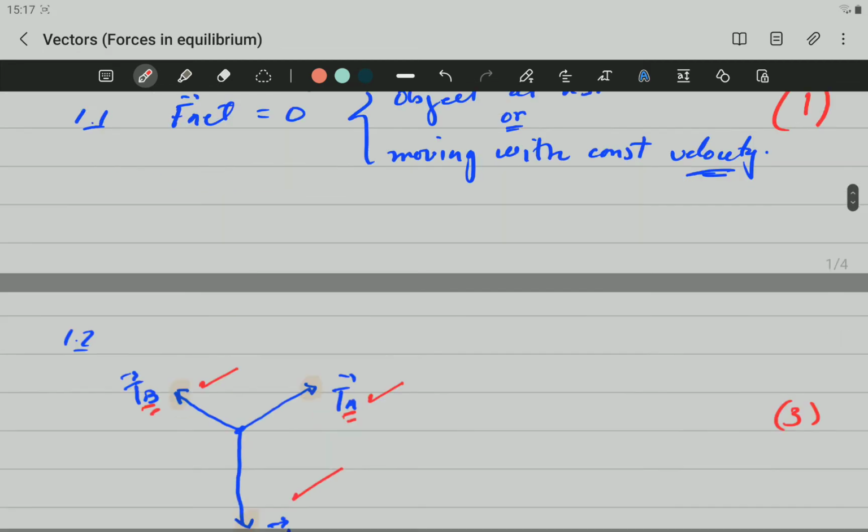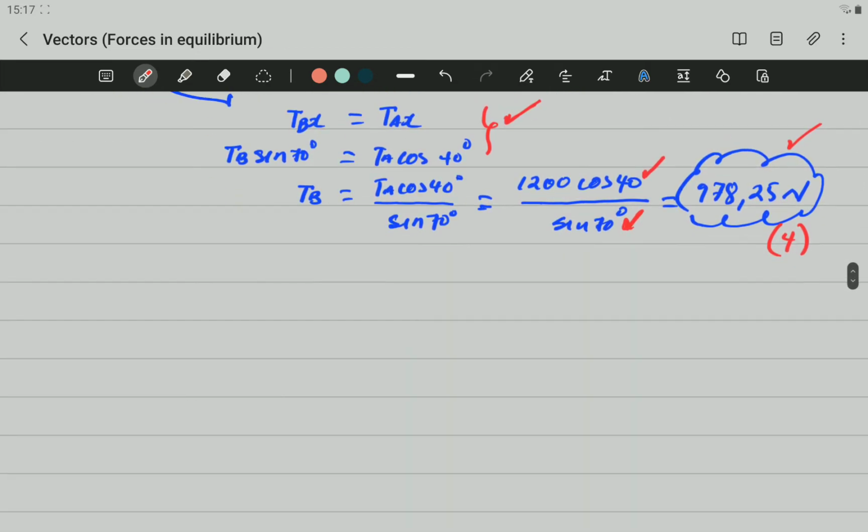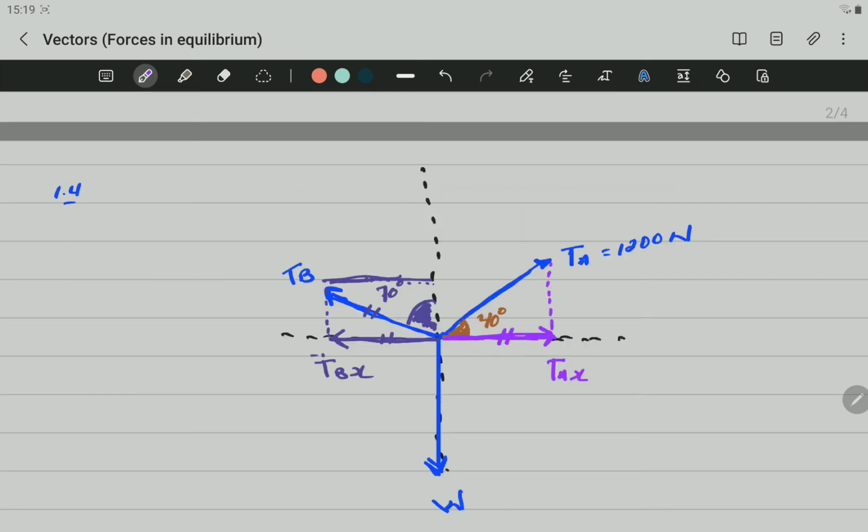So 1.4, you are looking for the weight of the object. Okay, so let's do it here. It's question 1.4, and let's redraw the picture. All right, here we are. So now we have to take this tension in A and take it also to the y-axis as we did with the x, and here we are going to have the component of the cable A in the y-axis.